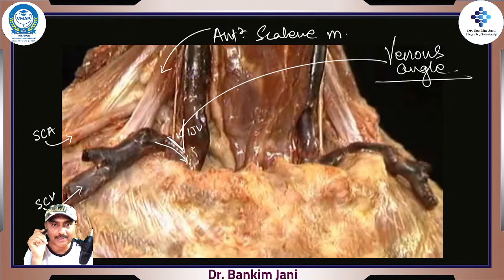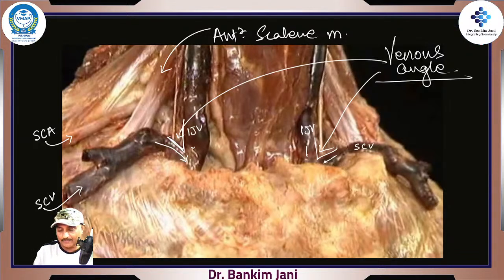The same thing would happen on the opposite side. This is internal jugular vein, right? And this one is the subclavian vein, and similarly this would be the angle. This would be the venous angle. Okay?